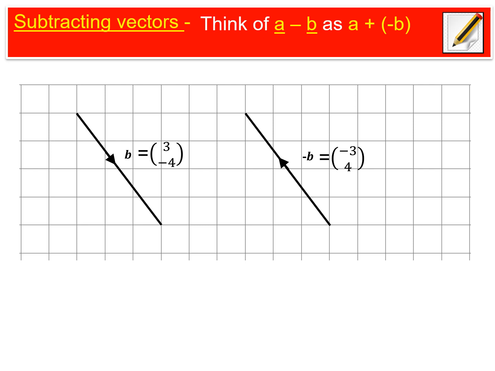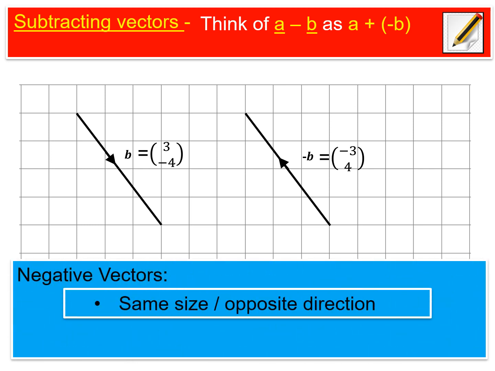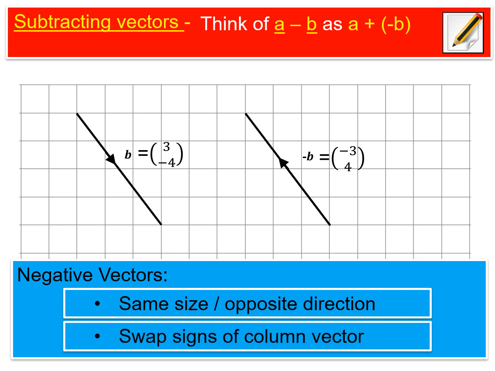So if we compare the component vector of negative B with B, we can see that the x and y components just have the opposite signs. So the two things we need to remember for negative vectors, okay, is that they're the same size but go in the opposite direction, and we just swap the signs of the column vectors to get the negative vector. Okay, so let's have a look at actually subtracting some vectors now.